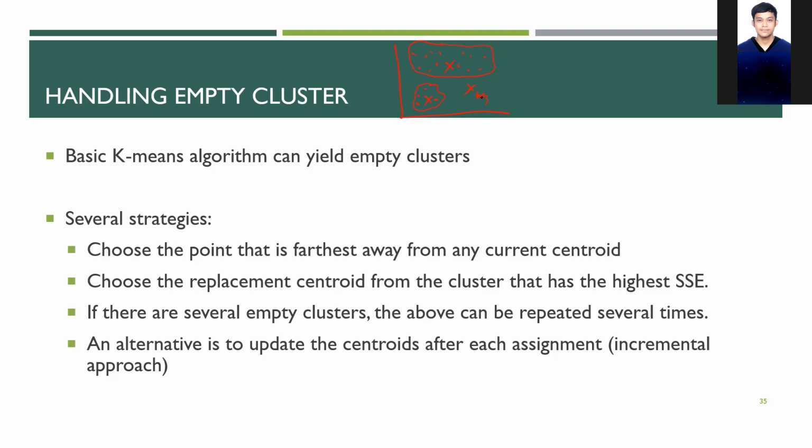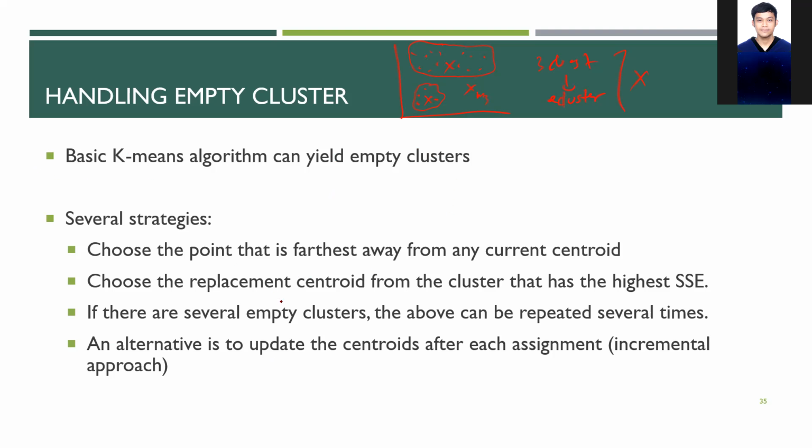Okay, in this case, our clustering result, which should be 3 clusters, becomes only 2 clusters because the third cluster is empty. So this result is also not good. So how do we handle the empty cluster? First, there are several strategies.